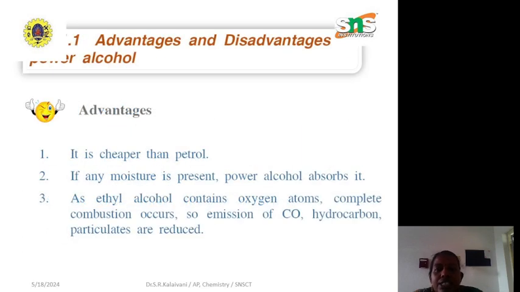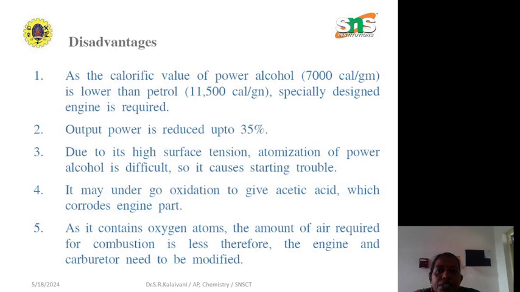Then advantages: cheaper than petrol, moisture presence is very low, it easily absorbs, and ethyl alcohol combines with the oxygen atoms so complete combustion occurs. Then disadvantages: output power is reduced up to 35%. It may undergo oxidation to give acetic acid, which corrodes engine parts.